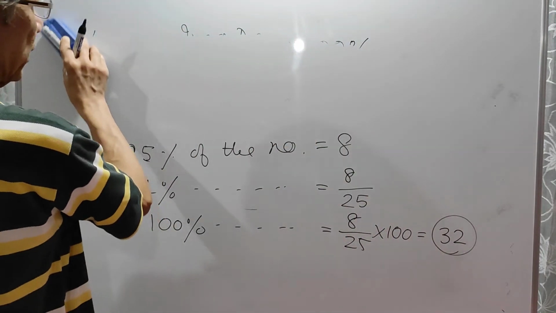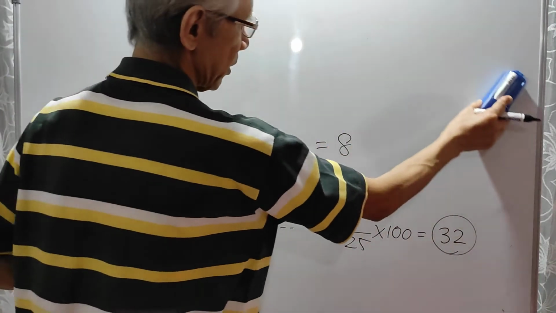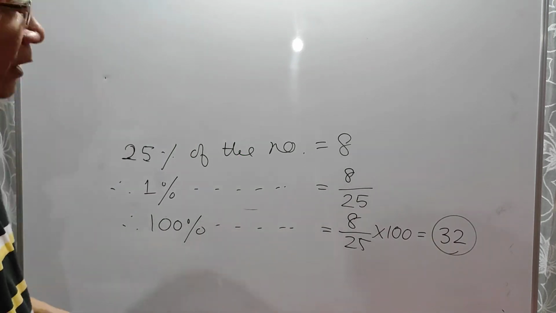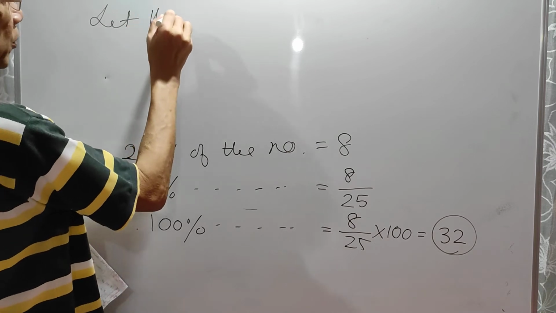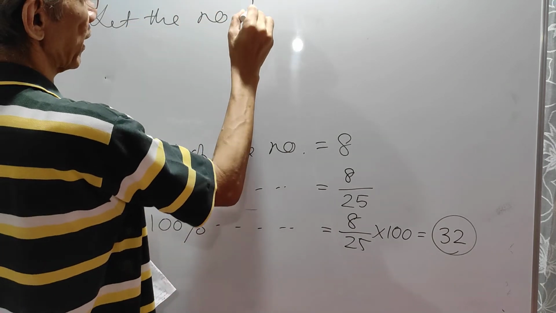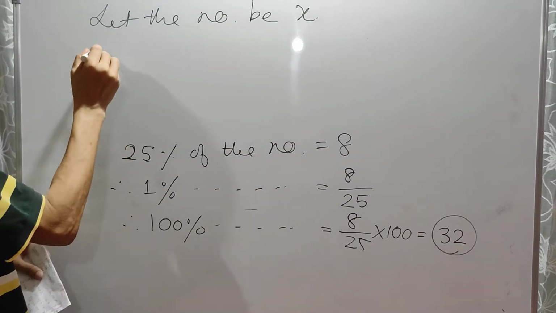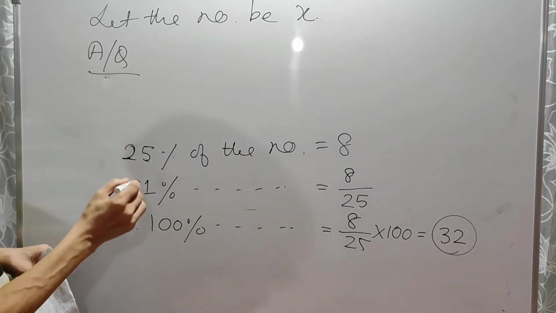Now let us see the same thing by equation method. Those who have learned algebra can do it by the equation method also. All right. So in that equation method, what do we do? We suppose let the number be x. Let the number be x. So according to the question, this is how you write.